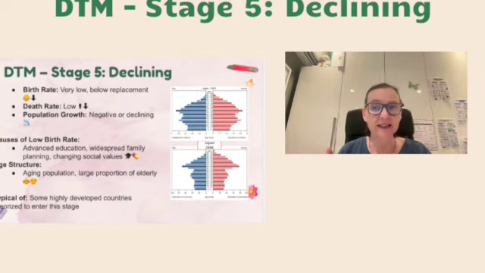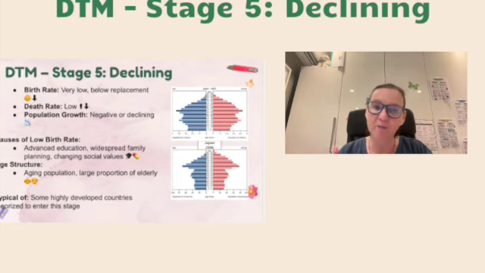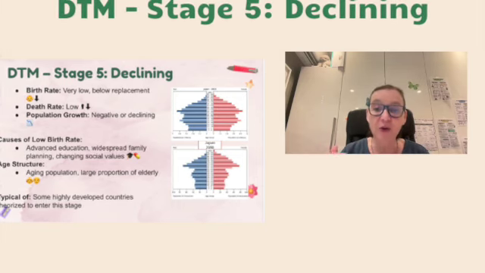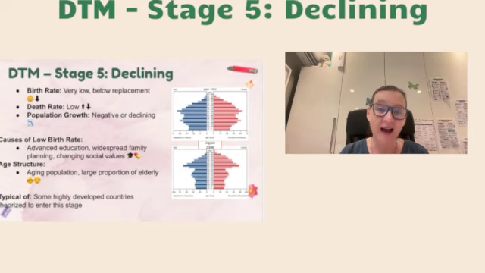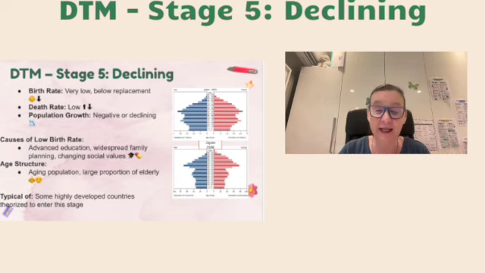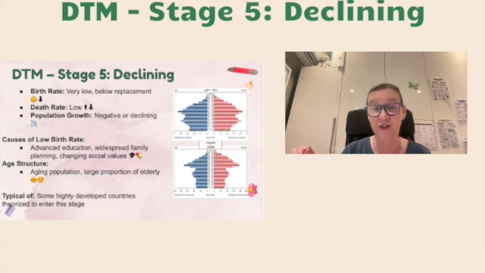So we're going to look now at the last stage of the DTM. Okay, we're looking at stage 5. Some demographers believe it's emerging within the most highly developed countries. In stage 5, both birth rate and death rate are low, but there's one key difference. The birth rate falls below the replacement level, and that means fewer children are being born than are needed to replace the current population, leading to a negative or declining population growth.